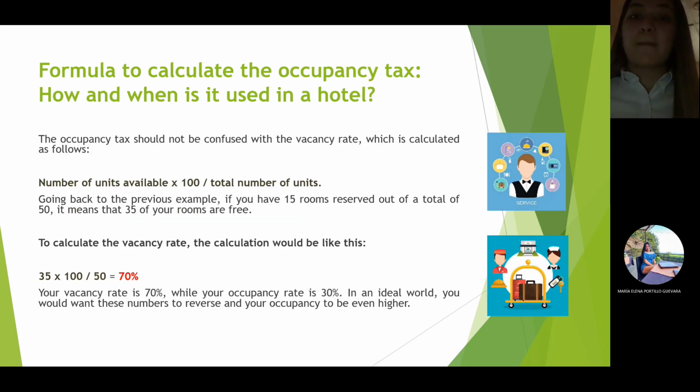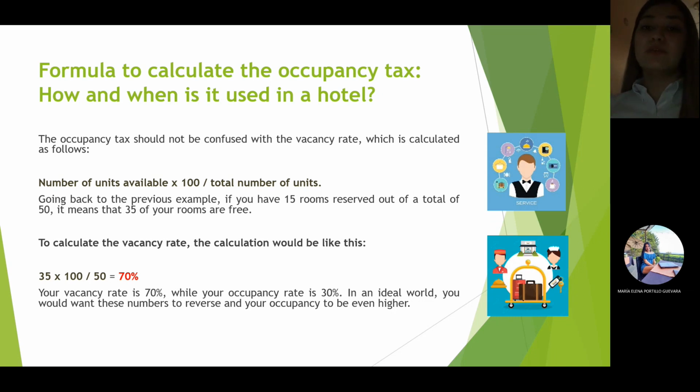So, the occupancy tax should not be confused with the vacancy rate, which is calculated as the number of units available times 100, divided by the total number of units. Going back to the previous example, if you have 15 rooms reserved of a total of 50, it means that 35 of your rooms are free. So to calculate the vacancy rate, the calculation will be like this.